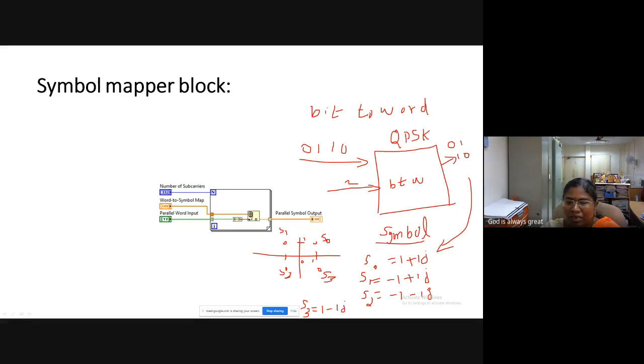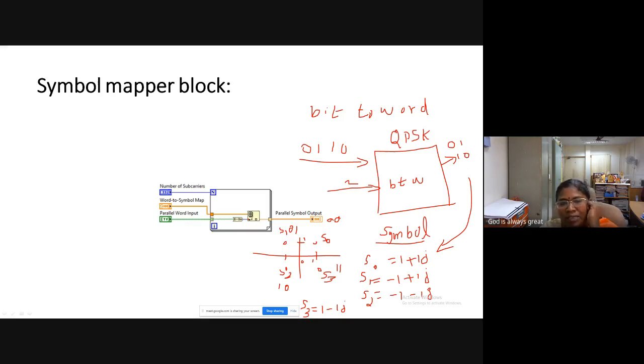So okay, this is the complex mapping. You give the word as input to this. For the first subcarrier, if the word is 0, 1, this will give an output. We need to assign S0 as symbol 0, 0, this as 0, 1, this as 1, 0, and this as 1, 1, as has been assigned like this.